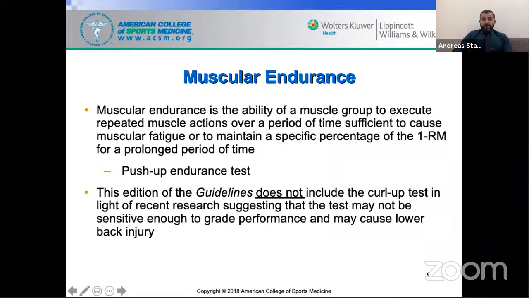All right, endurance. Endurance is the resistance to fatigue, right? And the two tests that we used to use, and I want you to remember that, were the push-up test and the curl-up test. We don't use the curl-up test anymore because it's dangerous, and we figured out that it doesn't really give us enough information for this area, right? It's not a very good test. So we just kept the push-up endurance test, okay?